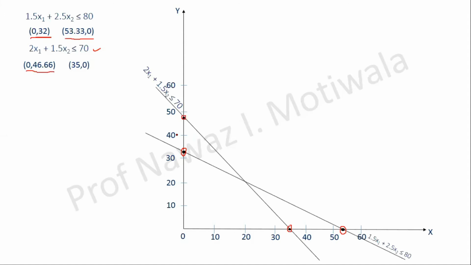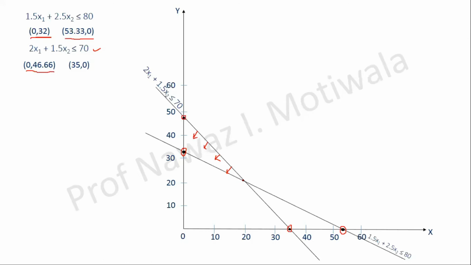Now the next step is to find out the region. For the region, as it is said, both the lines should be less than or equal to their limits. So if it is less than or equal to 80, my solution should come towards the origin because it is less than 80.